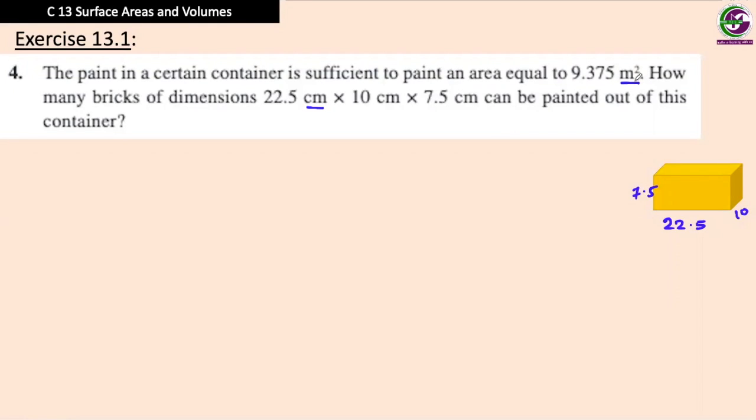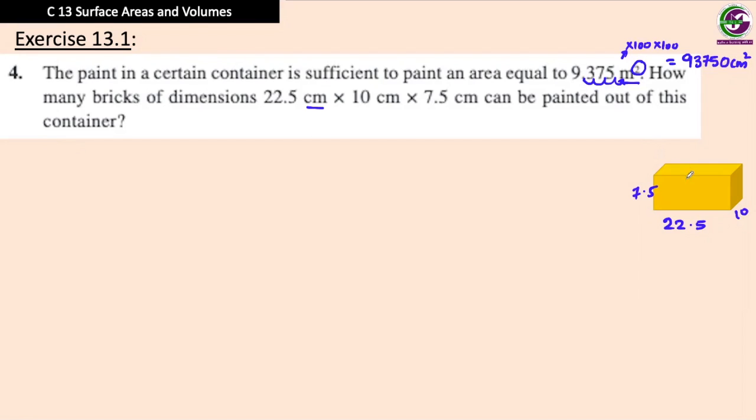have to convert. To convert from meter to centimeter, we multiply by 100. But here it is meter square, so we have to multiply it twice. So multiply it by 10,000. So move the decimal 4 steps forward. So this number changes to 93750 centimeter square. This is the total area that can be painted with the paint in this container.